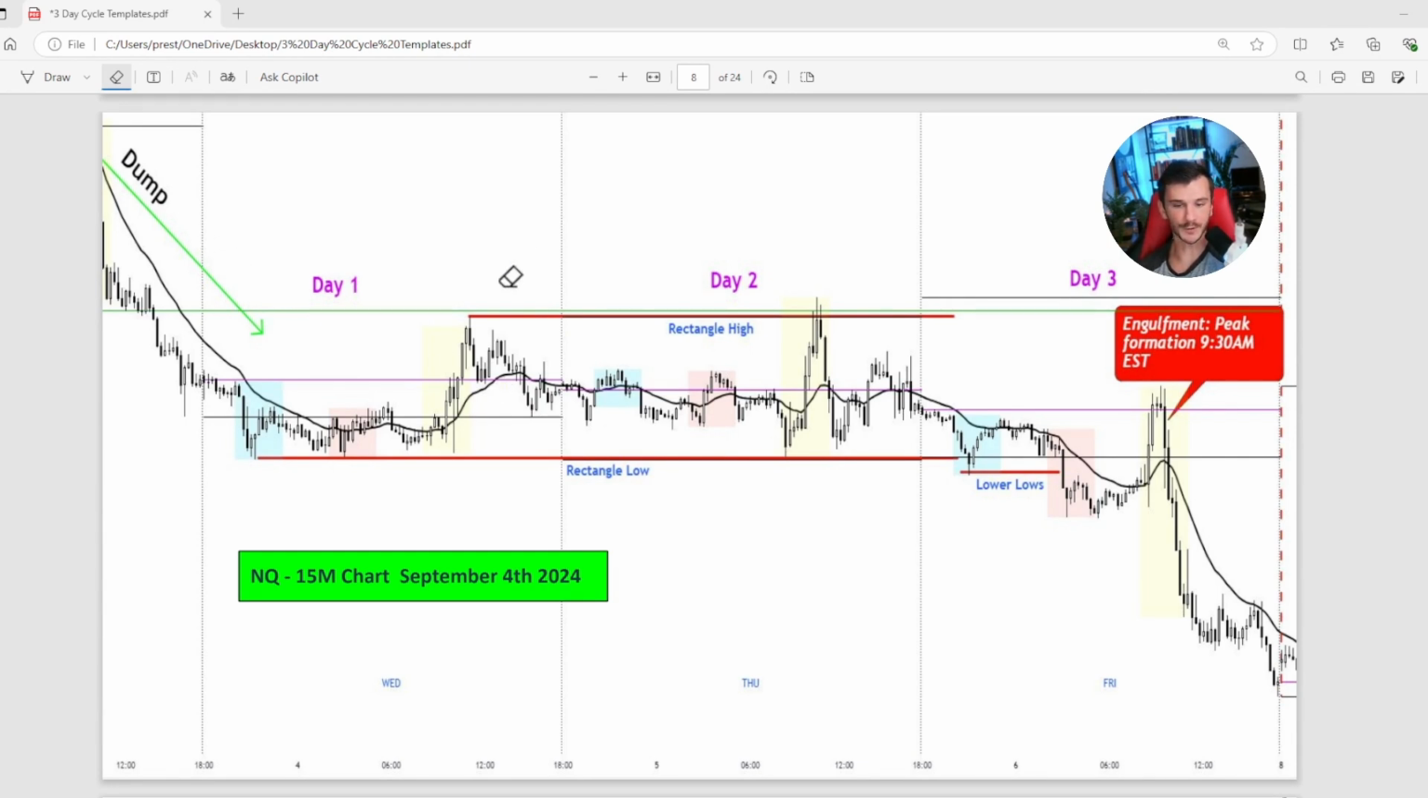Now, for some context, this was a fairly large dumping day from Tuesday. And then Wednesday put in a peak formation low at the low of the current week. That's restarting the 3-day cycle. This is day one. And then we get a day two, basically a consolidation day. That can be the second day of the rectangle.